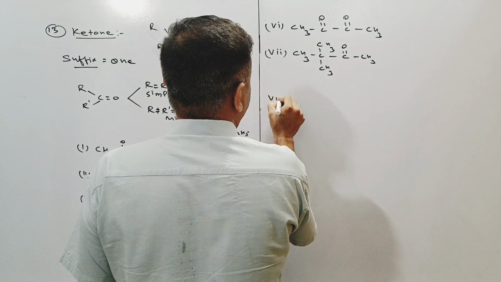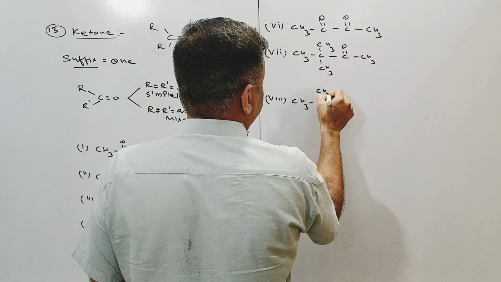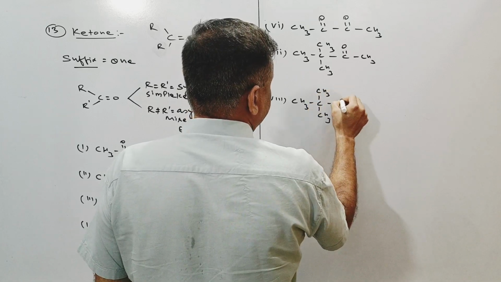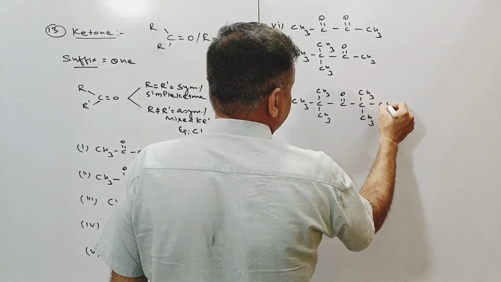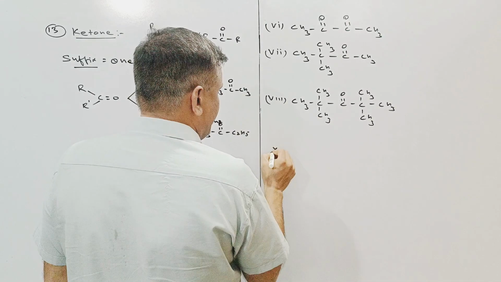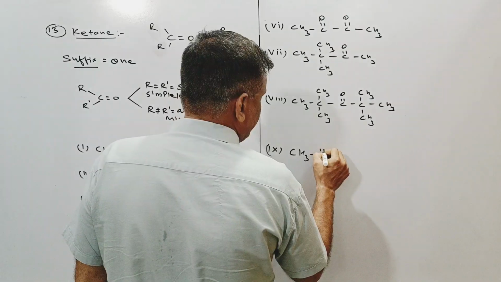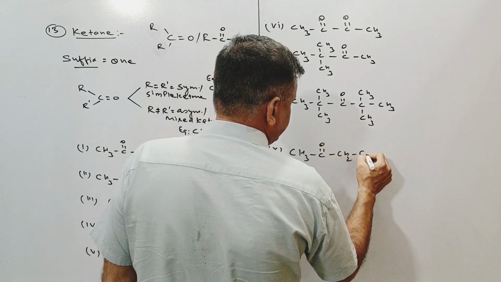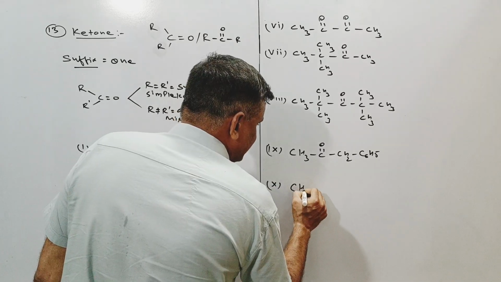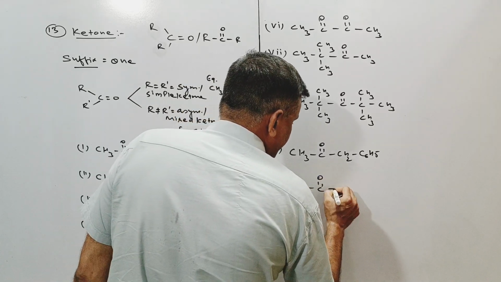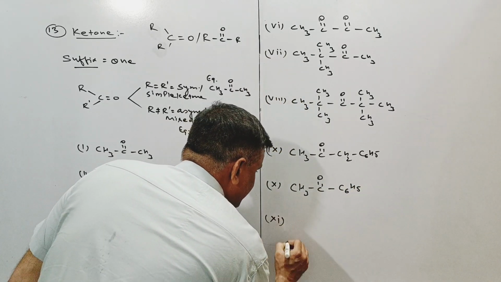Now the eighth compound we can take CH3, C, CH3. This is the CH3, this is the CO. This is the C, CH3 and CH3 and CH3. If we go with the ninth compound, then we can take CH3, CO, this is the CH2, C6H5. We can take the 10th compound as CH3, CO, this is the C6H5.